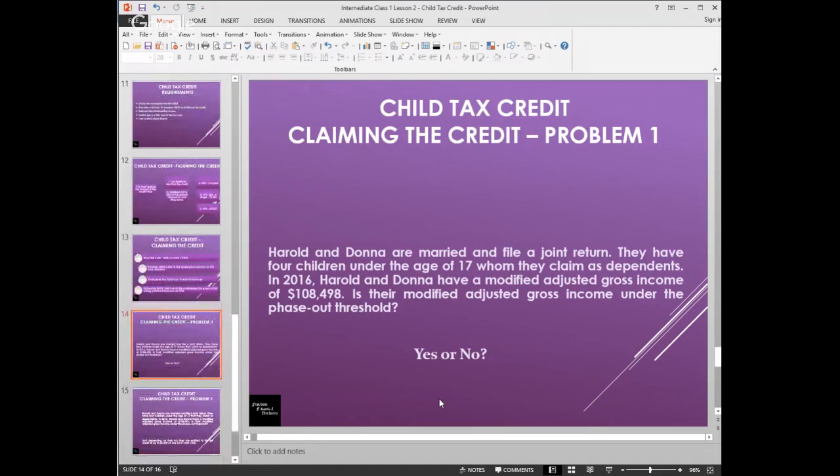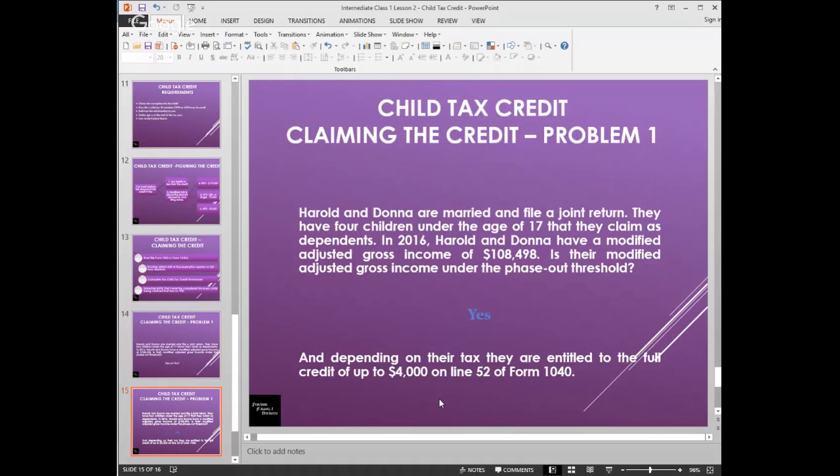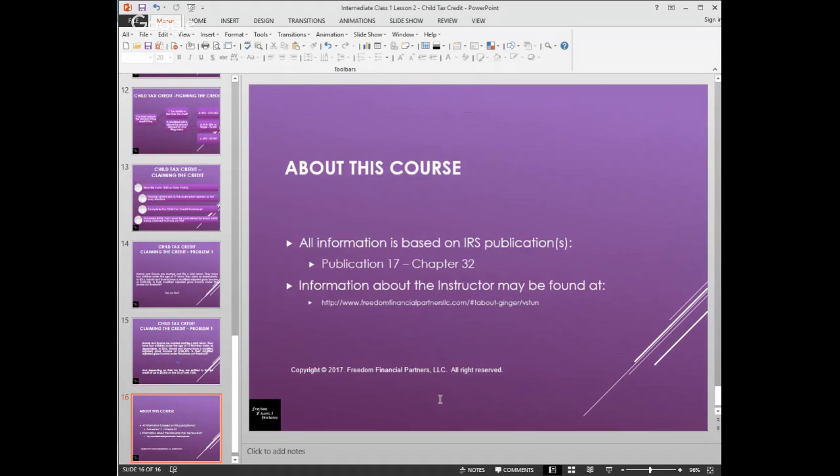So looking again at another example, we've got Harold and Donna. They're married and filing a joint return. They have 4 children under the age of 17. In 2016, Harold and Donna have a modified AGI of $108,498. Is their modified AGI under the phase-out threshold? In this case, yes, it is under. And depending on their tax, they are entitled to the full credit of up to $4,000 on line 52.